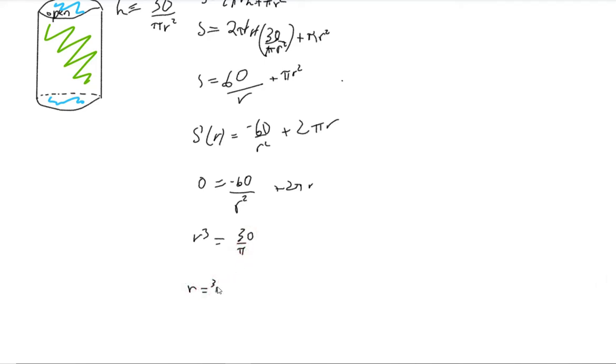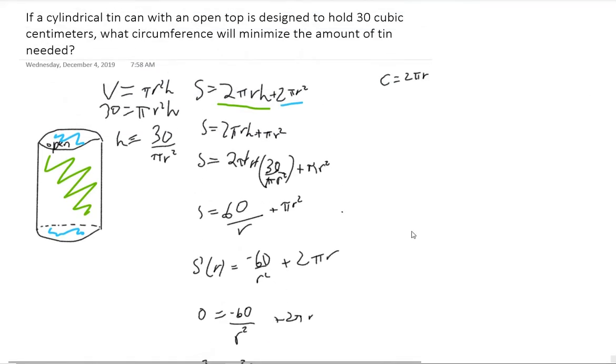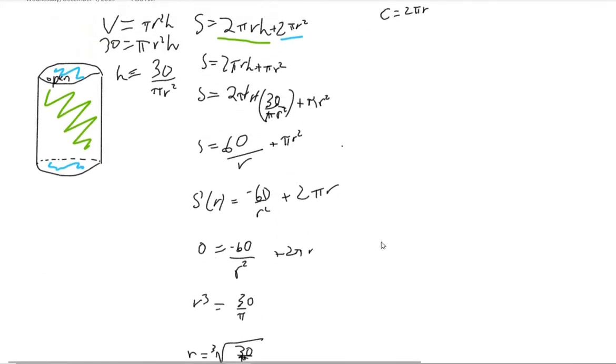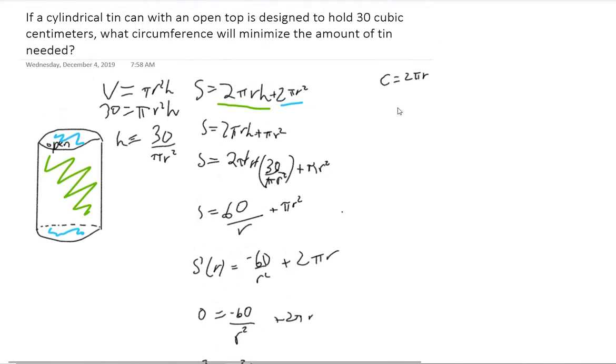r is equal to the cube root of 30 over pi. So we still haven't answered our question yet. We still don't know the circumference, but we know the radius when the amount of tin is minimized and our volume is the same. So we just plug it in over here at our circumference. So in this problem you actually had to use 3 equations. And this is about as dirty as it'll get, to be honest. It doesn't get much worse than this for optimization.